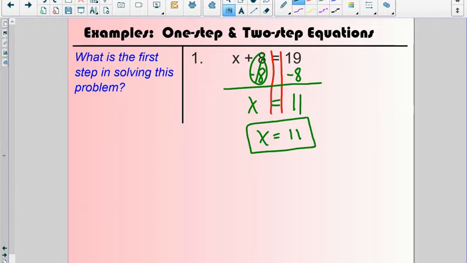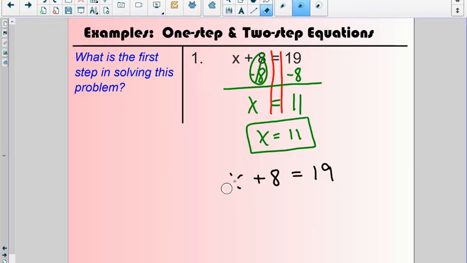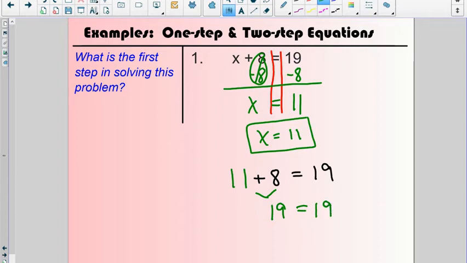Now we can always check this by substituting in the value of the variable into our equation. We started with x plus 8 equals 19. Let's replace the x with the number 11 and check to see if that's true. Is 11 plus 8 equal to 19? Well, yeah, 11 plus 8 is 19, and 19 equals 19. That just confirms that x equals 11 is our solution. So in this example, there was really only one thing to do. We had to subtract 8 from both sides. That makes it a one-step equation.